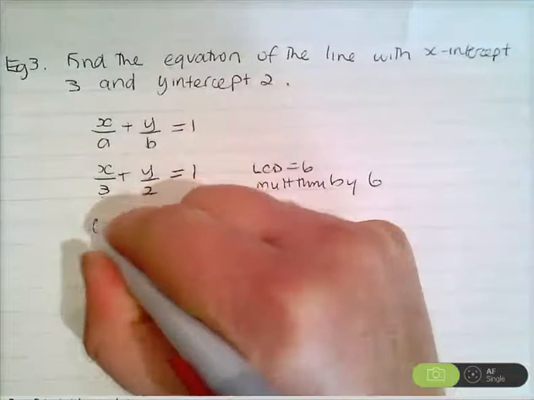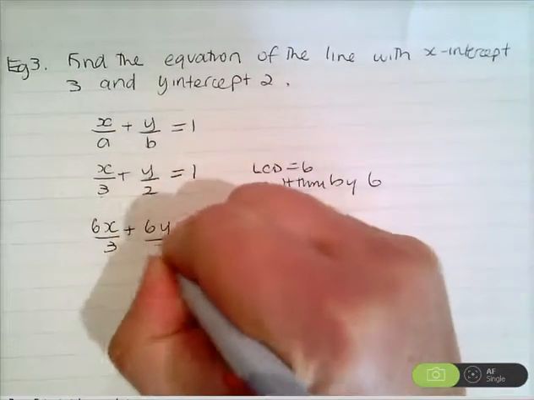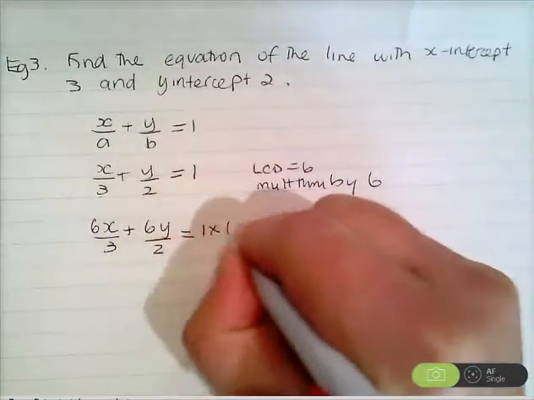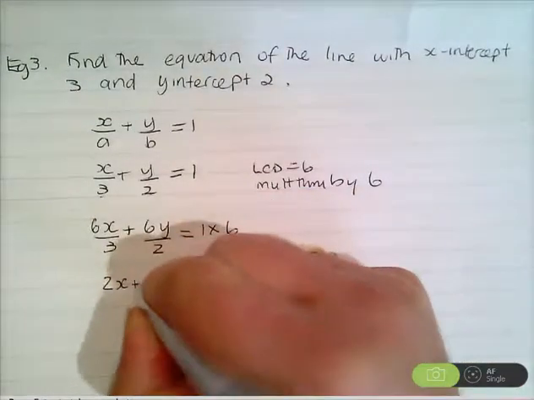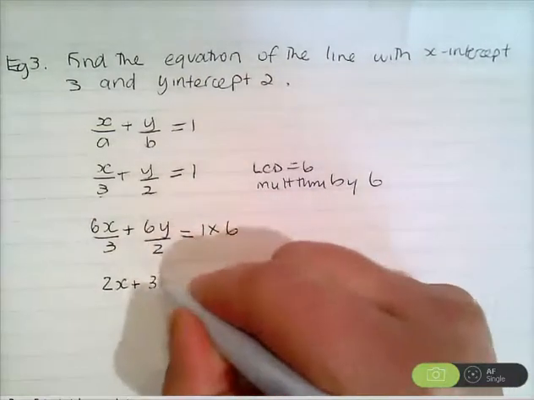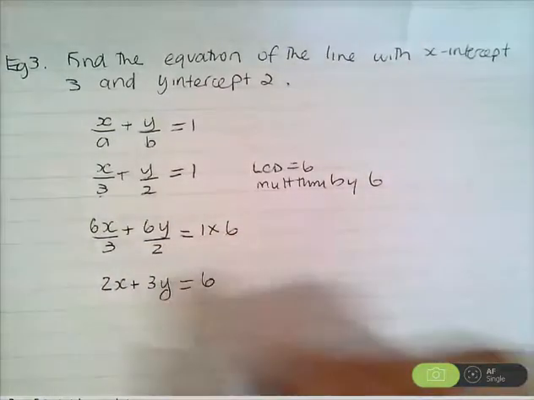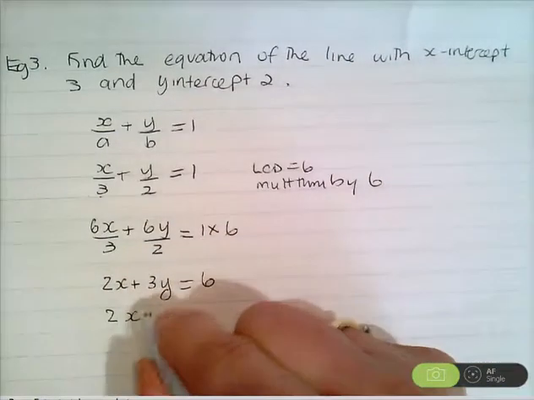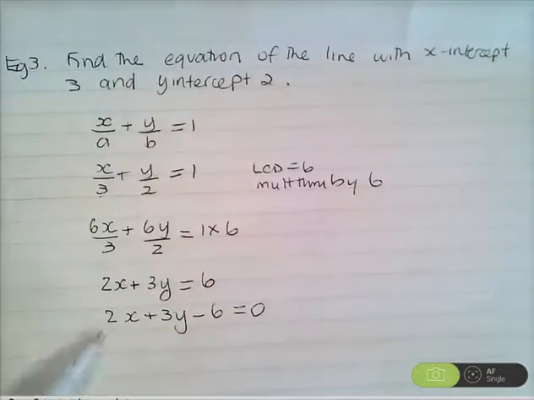So we're multiplying each term by 6, so we get 6x over 3 plus 6y over 2 equals 1 times 6, and that gives us 6 over 3 is 2, so we get 2x plus 6 over 2 is 3. So we get 2x plus 3y equals 6, and putting that in general form, we get 2x plus 3y minus 6 equals 0.